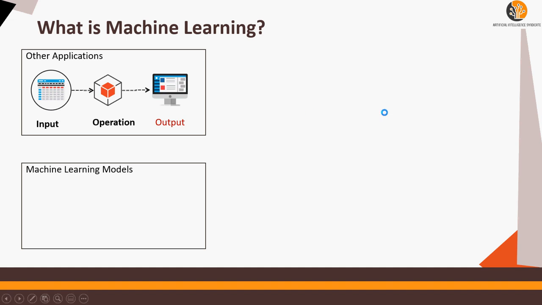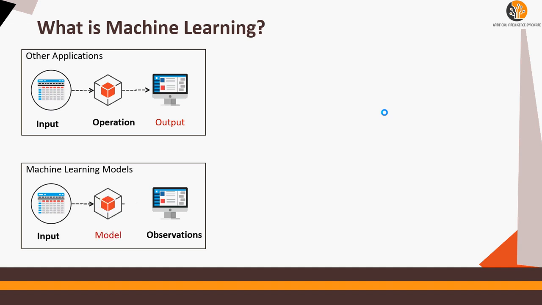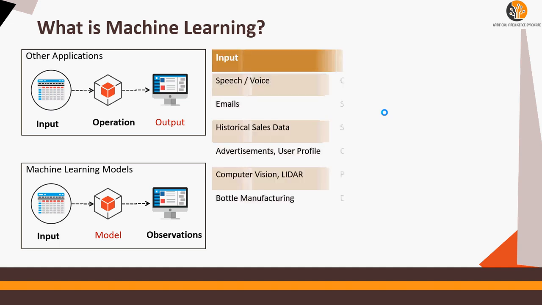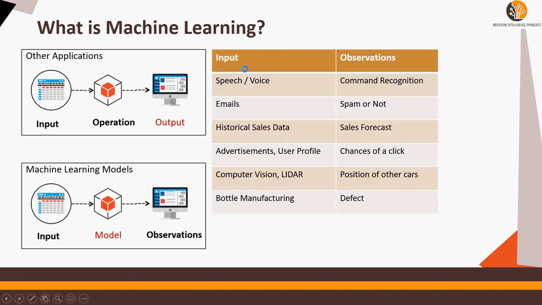In machine learning models, what you would do is you will provide input and observation. So what is the input and what would be the output or observations, and then let the machine write a model based on input and observation, giving you multiple examples. So speech or voice is input and observation is command recognition.